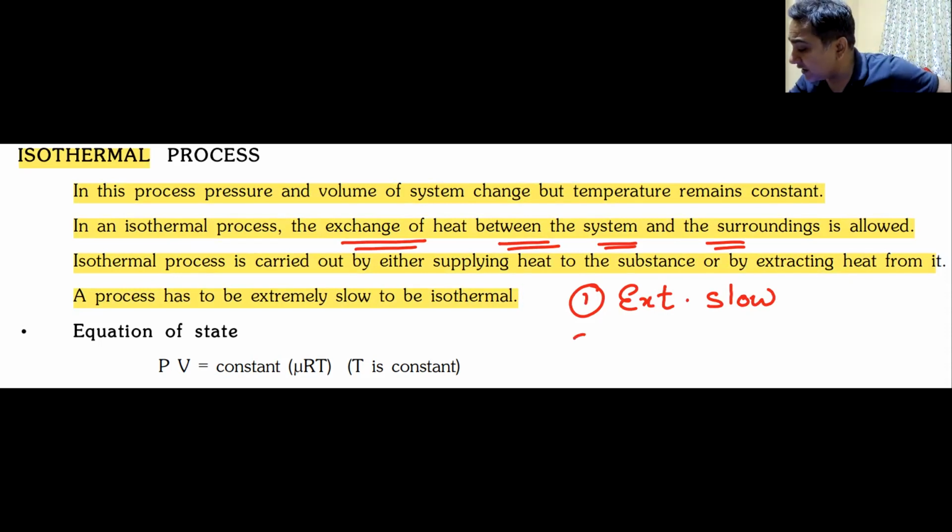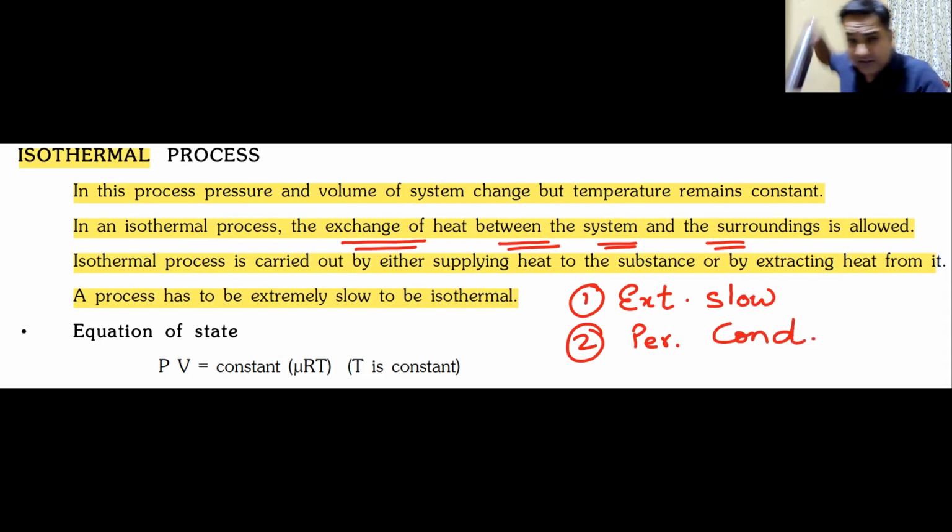The second condition is that it must take place in a perfectly conducting body. Why must it take place in a perfectly conducting body? Because if this is an insulator, there will not be any heat exchange and the temperature of the body will not remain constant. So there must be a constant heat exchange. So two conditions are extremely important for an isothermal process. It has to be extremely slow. It has to take place in a perfectly conducting body.